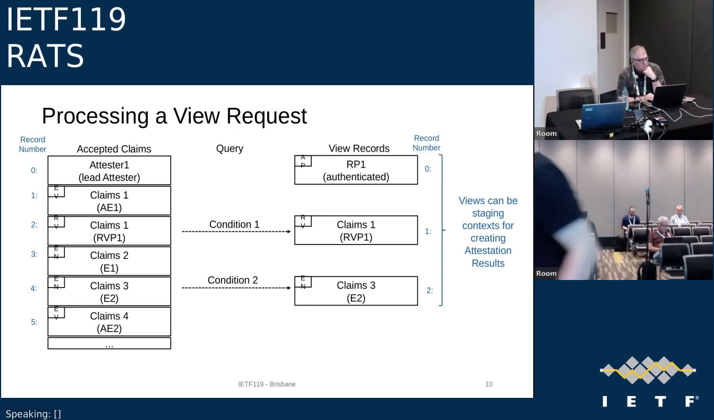So here's an example of how a view might work based on the accepted claim set that we've seen already. Here we have a query consisting of two conditions. Condition one is trying to match against assertions that have been made by reference value provider one. And condition two is asserting that it wants to know about any claims that have been asserted by endorser number two. And so you can see that matches two cases. And so both of those records are copied over.